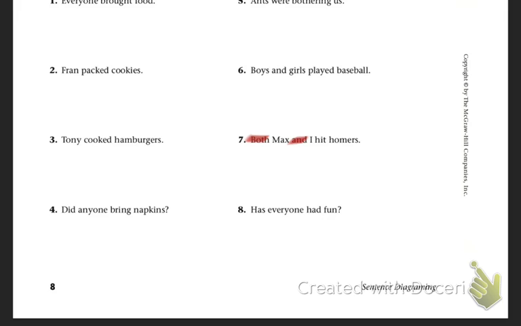Okay. So we have the fork going on, and it says both Max and I hit homers. What side is the fork going to face? Is it going to be the subject or the predicate? The subject side. So I have both. Here's my triangle.